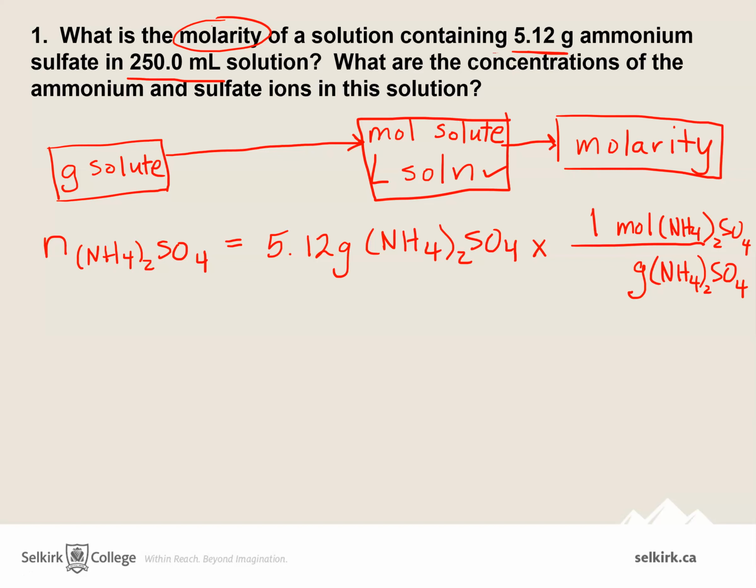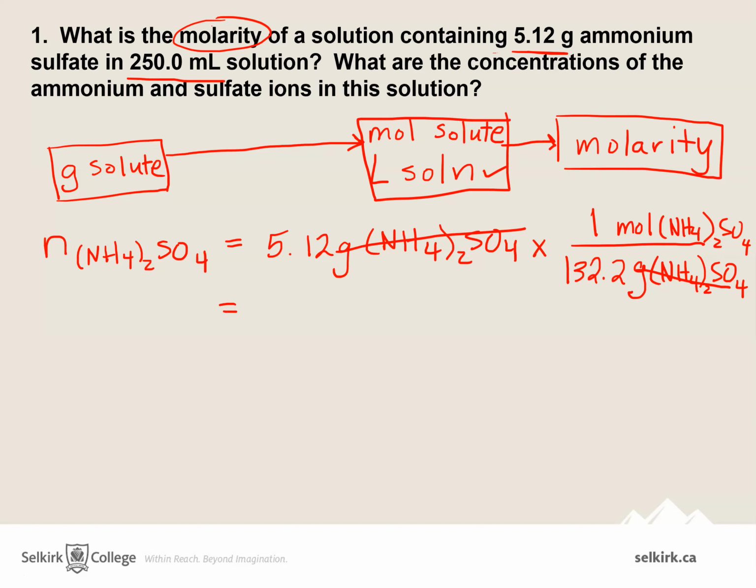So now I need to tap out on my calculator what the molar mass of ammonium sulfate is. You don't have to show me your work for that. I trust that you can tap that out. I got 132.2 grams per mole. Grams in the numerator cancels grams in the denominator, and I'm left with moles of ammonium sulfate.